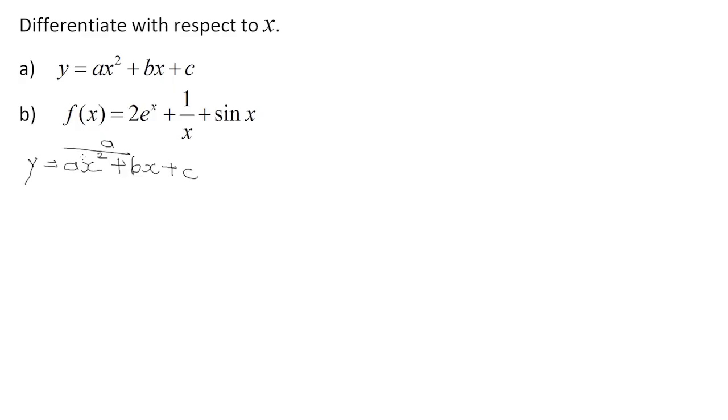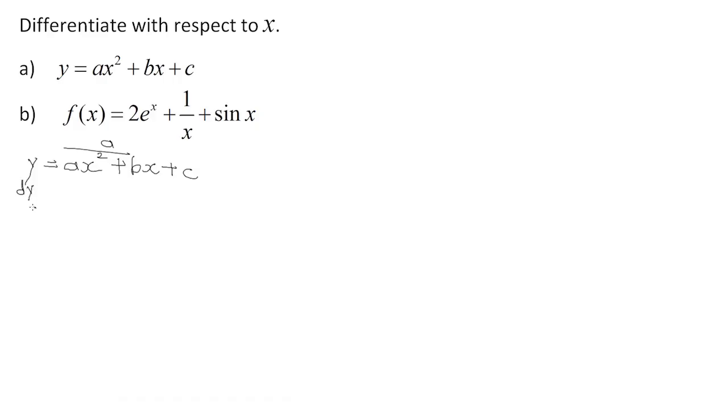X to the power 2, that is standard form. B, x to the power 1, that is standard form. C, which has no x, that is standard form because it is regarded as a constant. Which means I can straight away now find the derivatives.